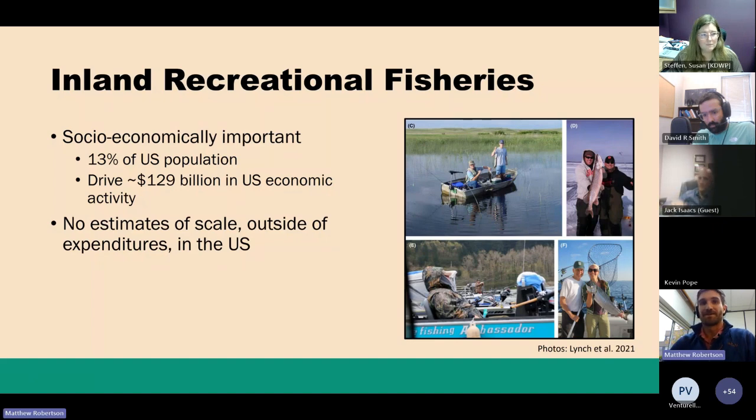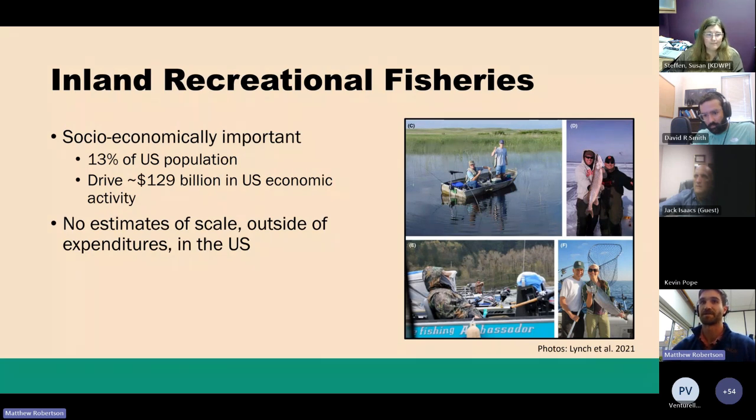So these opening slides providing some context for the work that we did will be a little bit of well-done information for the people on this call. But our research focused on inland recreational fisheries. And as I think all of us know, these fisheries are really socioeconomically important.